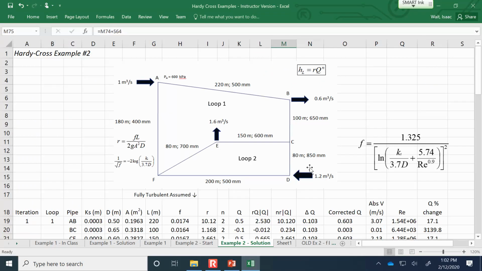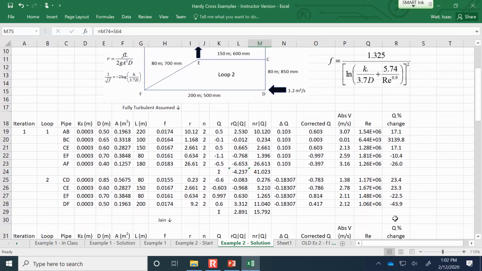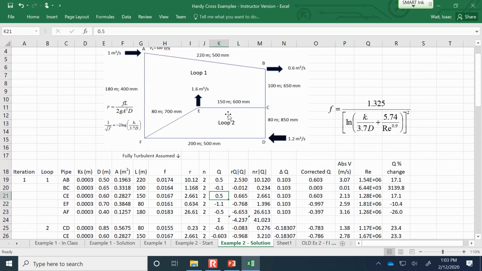Let's go back. Hopefully you saved your work, and we did the iterations, copied and pasted, just to summarize where we were at. In the first round of calculations, we used the fully turbulent flow assumption to calculate F. The 2 main things that sometimes cause mistakes: number 1, remember that if you have a common pipe, pipe CE is in both loop 1 and loop 2, and pipe EF is in loop 1 and loop 2.